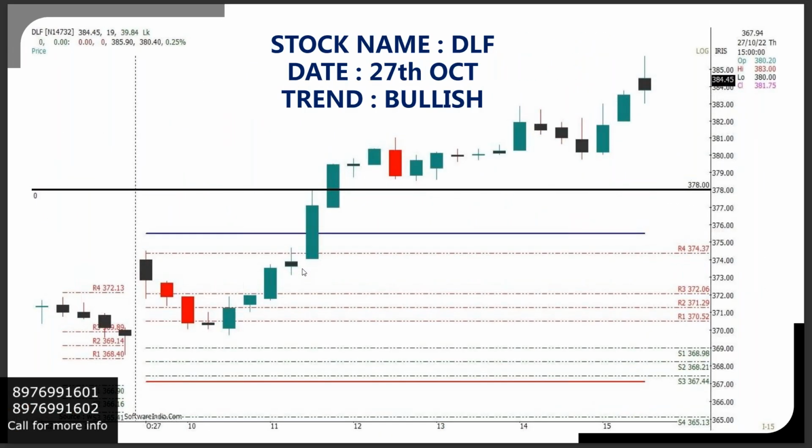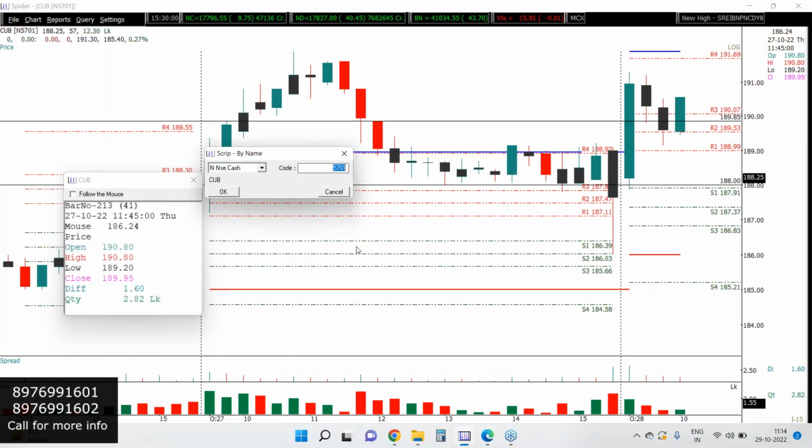Again, I'm showing you example 2, which is DLF. Here I'm changing to DLF.